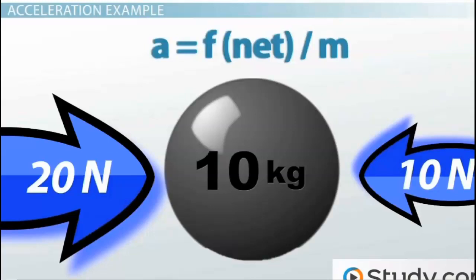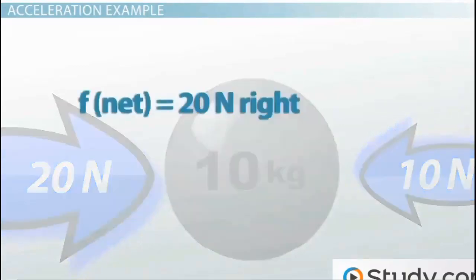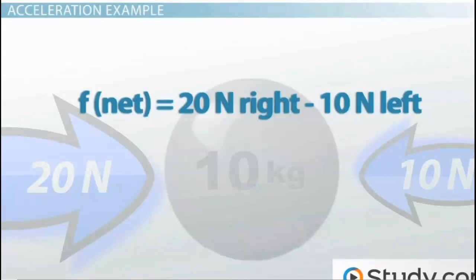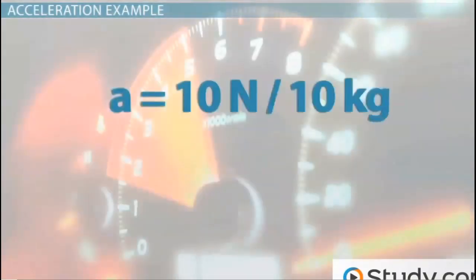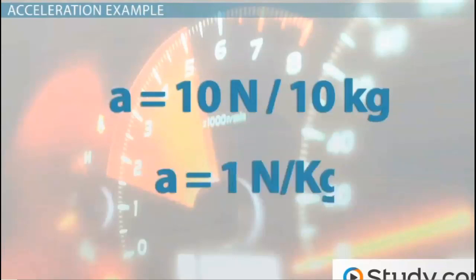So we have to first calculate the net force. As the forces are acting in opposite directions, we subtract them. So the net force is 20 newtons to the right minus the 10 newtons to the left. And we get a net force of 10 newtons to the right. Now, plug that net force value into our equation with mass to calculate for acceleration. Acceleration equals 10 newtons divided by 10 kilograms, or 1 newton per kilogram.